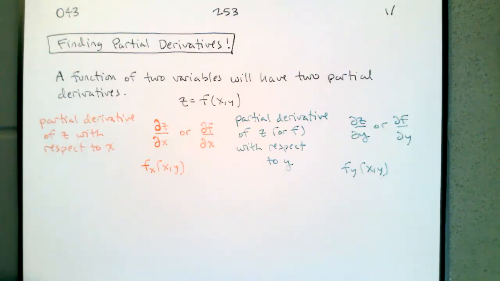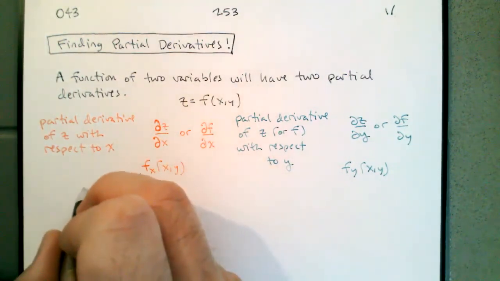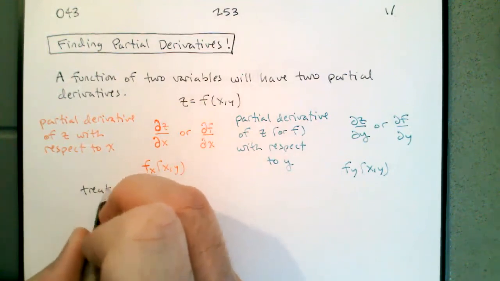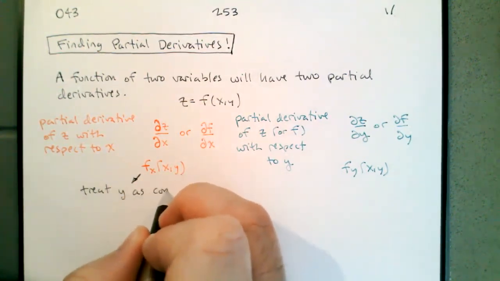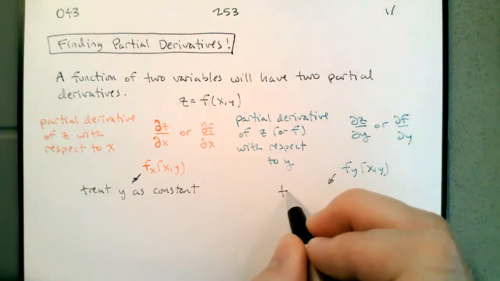The big idea is the same that we were using yesterday. If we want to look at the rate of change of z with respect to x, we just hold y constant. If we want the rate of change of z with respect to y, we just hold x constant. So to find fx at xy, we consider y to be constant. And to find fy at xy, we just hold x constant. So to find fx, we're going to treat y as constant, and to find fy, we will treat x as constant.